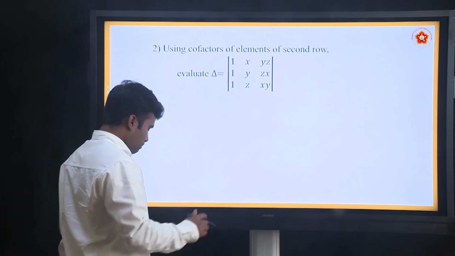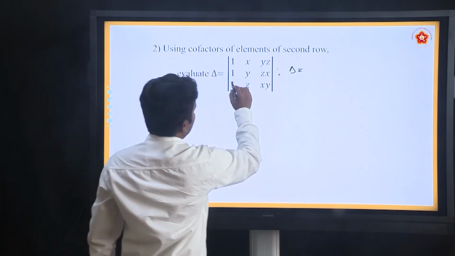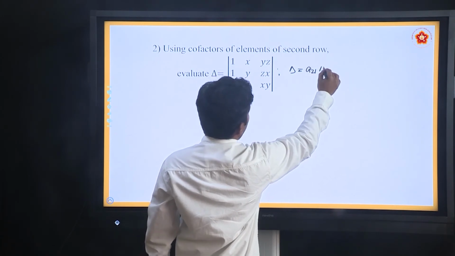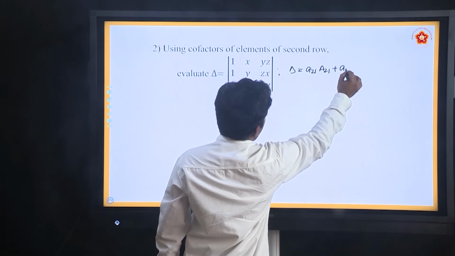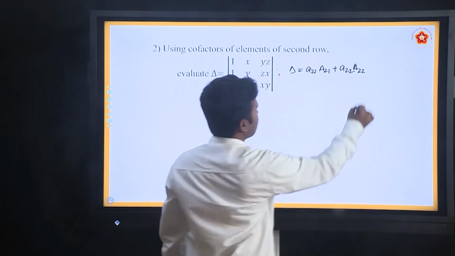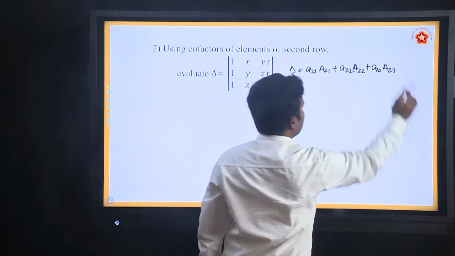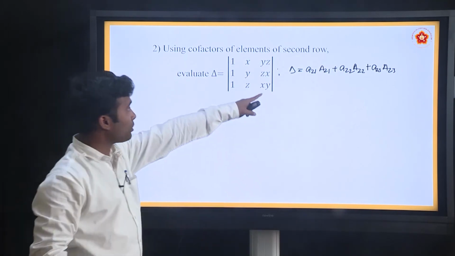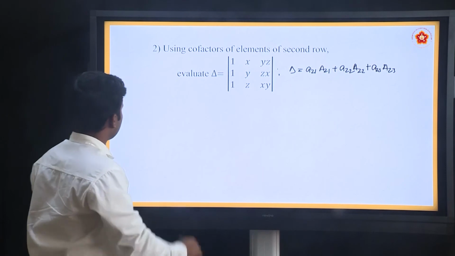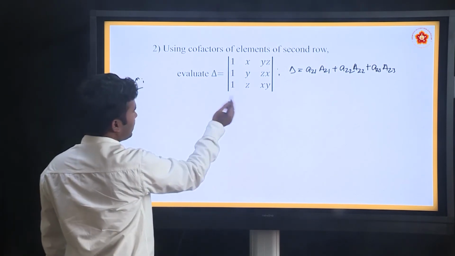Understand? See, what it means is we can expand it along the second row, that is a21 A21 plus a22 A22 plus a23 A23. So, along this we can expand. Before that, we have to find what A21, A22, A23 are; we have to find the cofactors. So, before finding cofactors we should find minors.